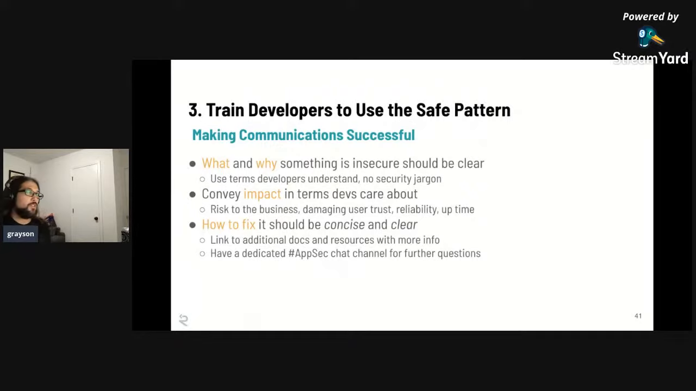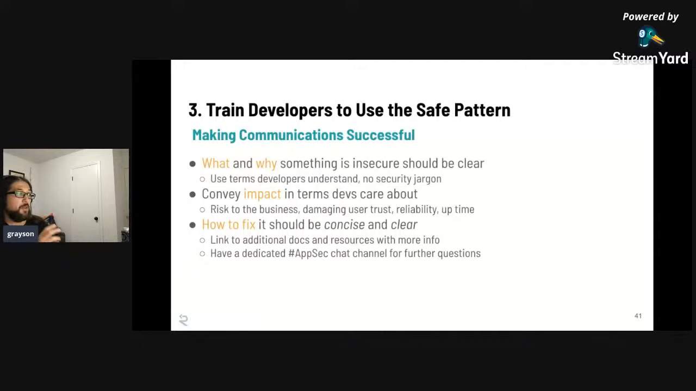The third step is to train developers to use the safe pattern. So developers need to understand. Developers love learning things, and the best thing that we can do to help them is to help them understand why something is the way it is. And so in any messages that we convey to them about why particular patterns are bad versus good ones, we need to explain what and why something is insecure. And that needs to be extremely clear.